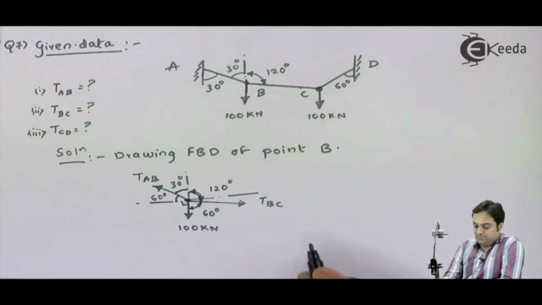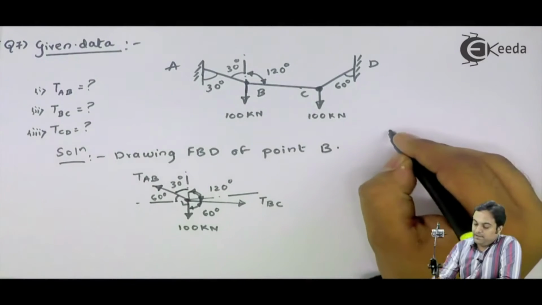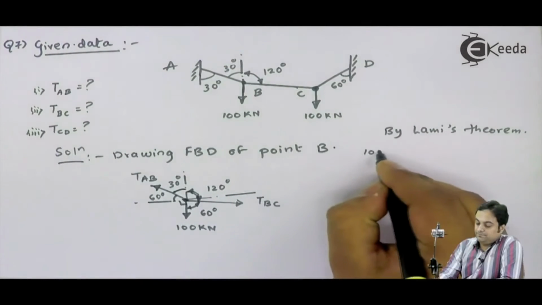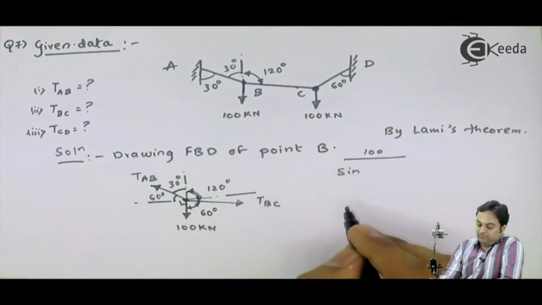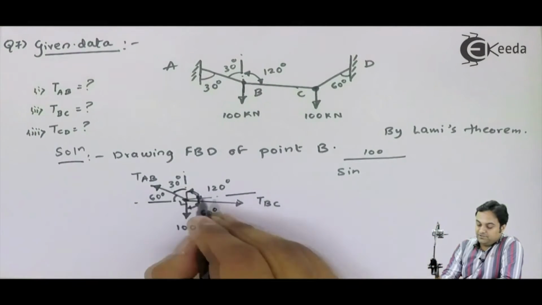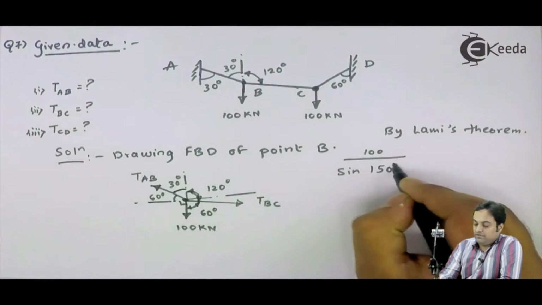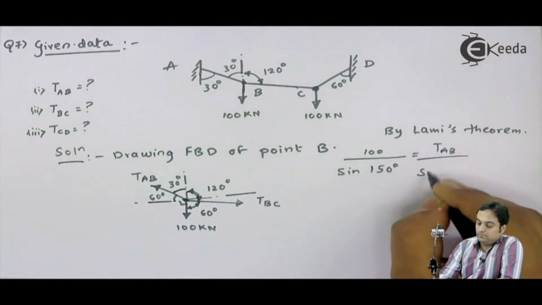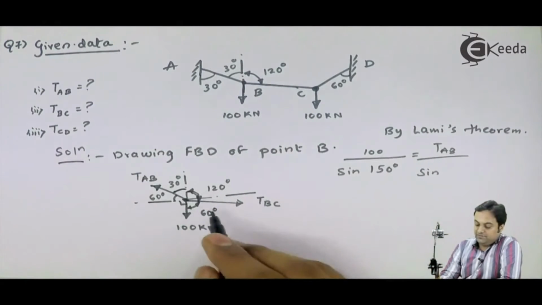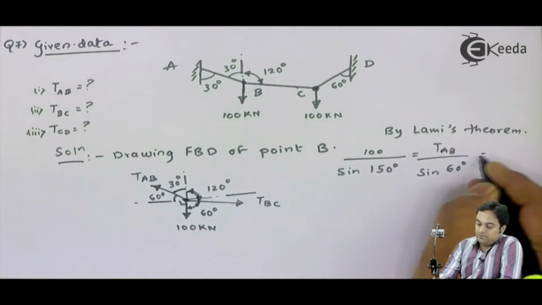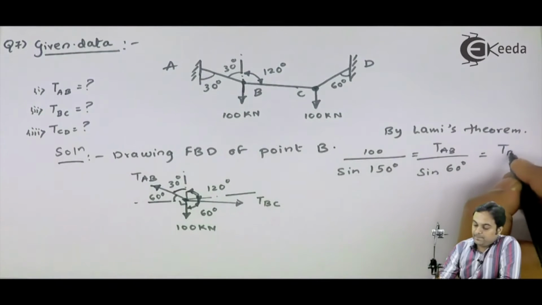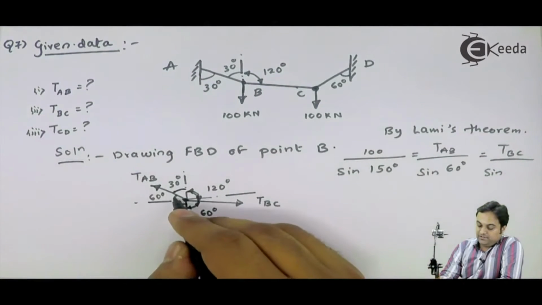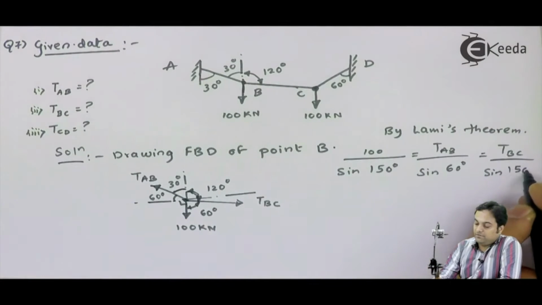So I can apply Lami's theorem here. By Lami's theorem, first I'll take 100 divided by sine of the angle between TAB and TBC, so it is 30 plus 120, 150 degree. If I take TAB, sine of the angle between TBC and 100, which is 60 degree. If I take TBC, sine of the angle between TAB and 100, that is 60 plus 90, 150 degree.